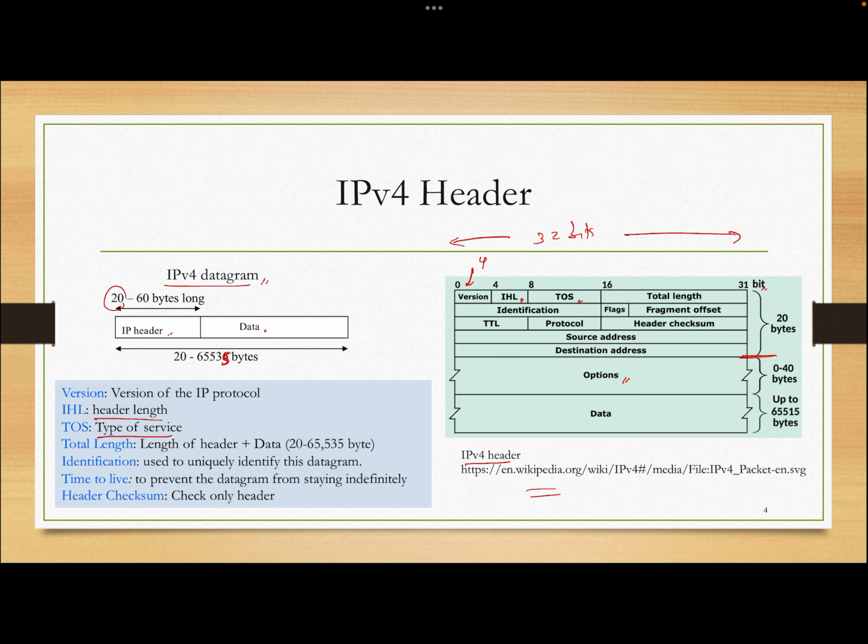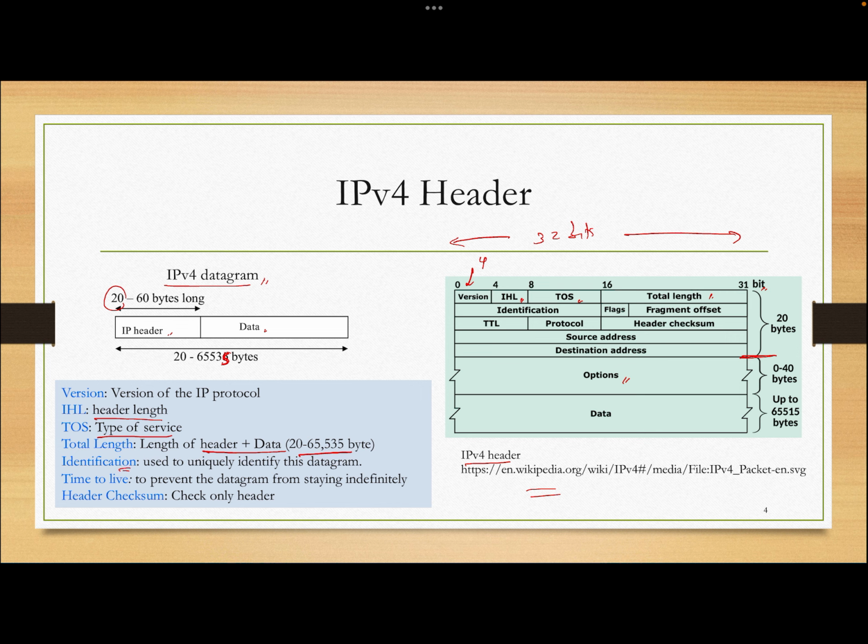The type of service is kind of like the quality of service. If you want to differentiate, for example to serve some data link connection from A to B with higher speed or higher priority, you can specify it here. And then you have the total length, which is the length of header plus data, so up to 65,535 bytes.